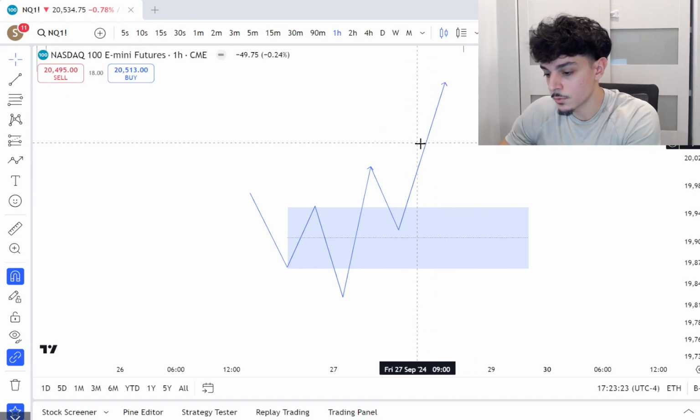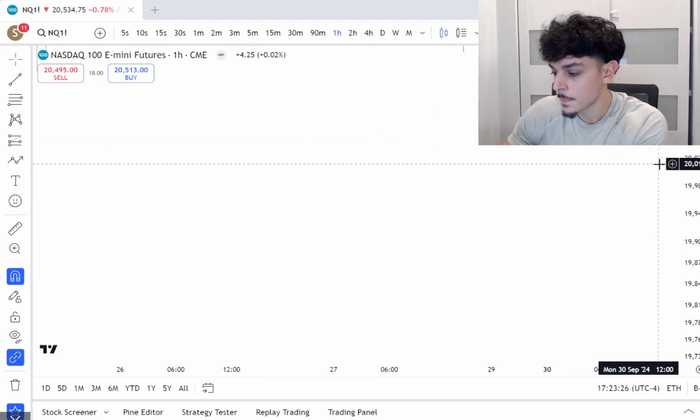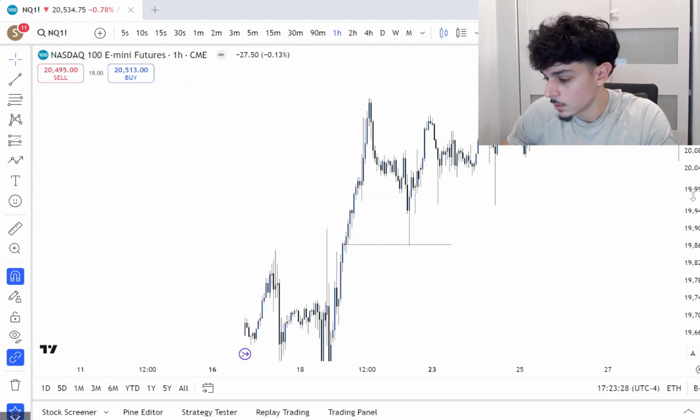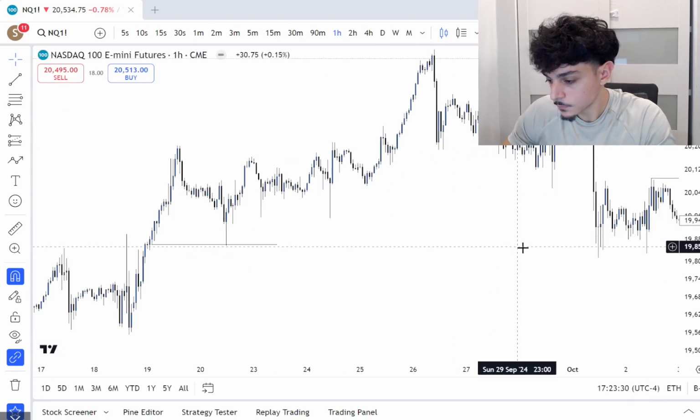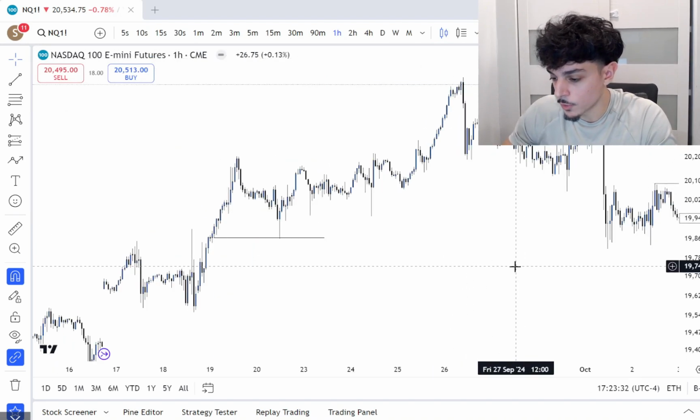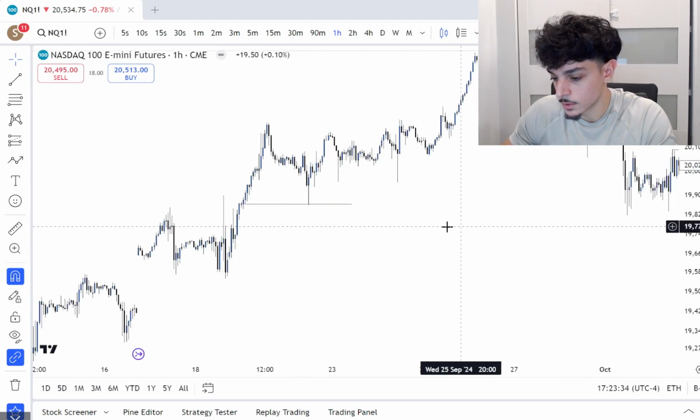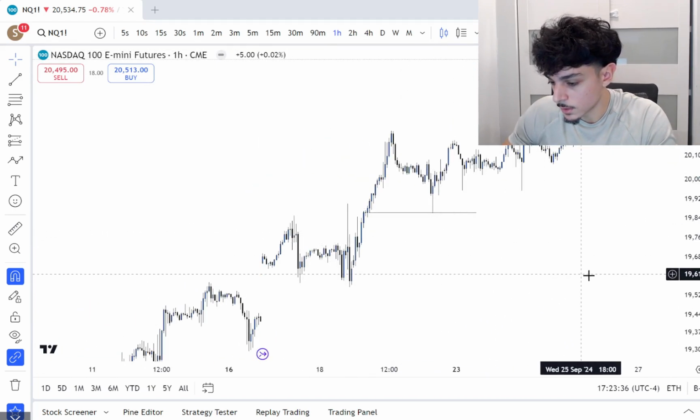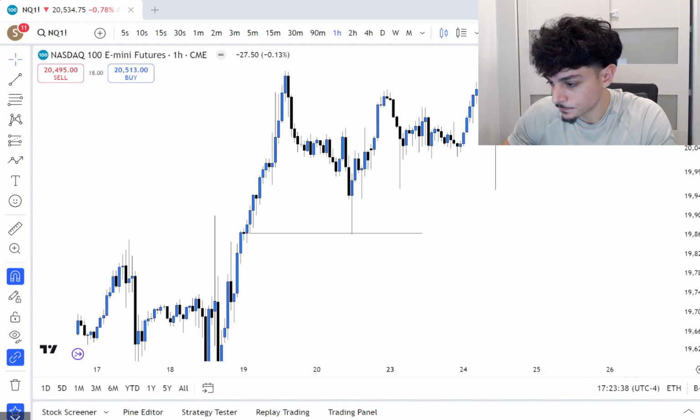Okay, so I'm going to show you 5 examples of how to play it, what liquidity pools to look at, and what time frame to look at your market structure shifts. So right here, let's go on that day, Friday, September 20th.